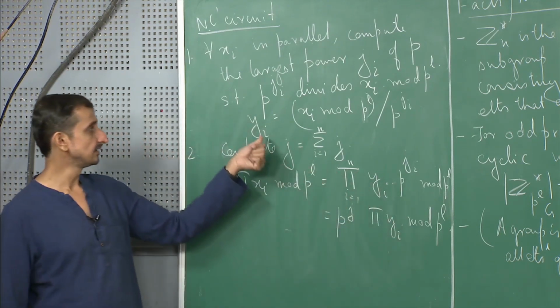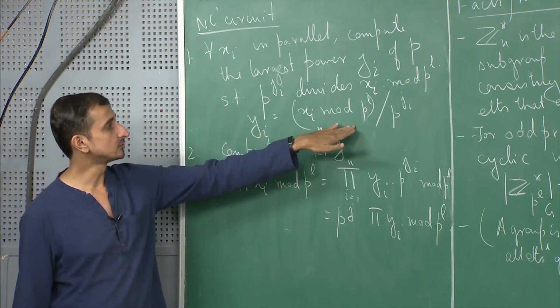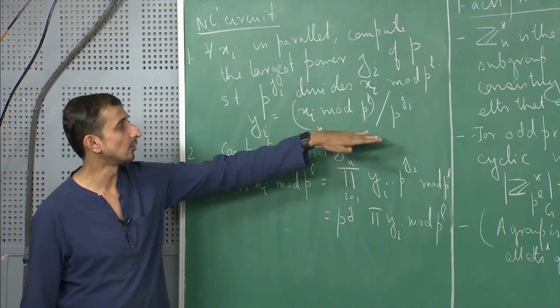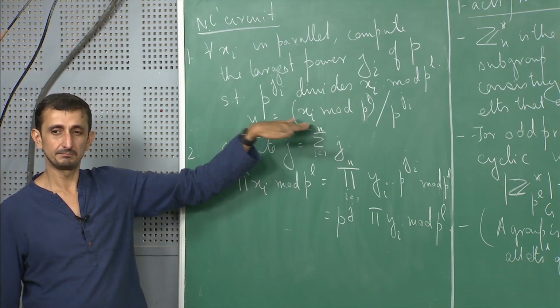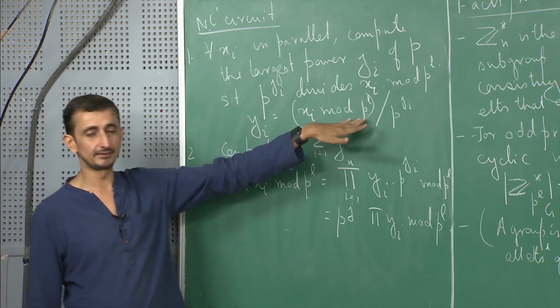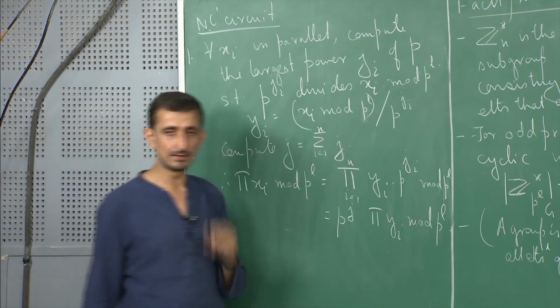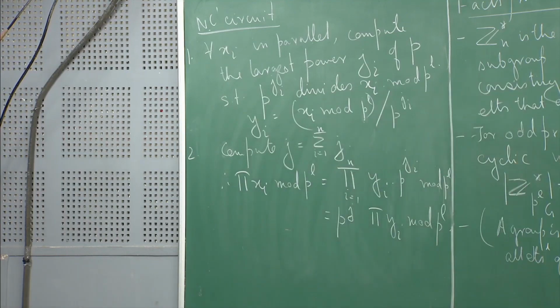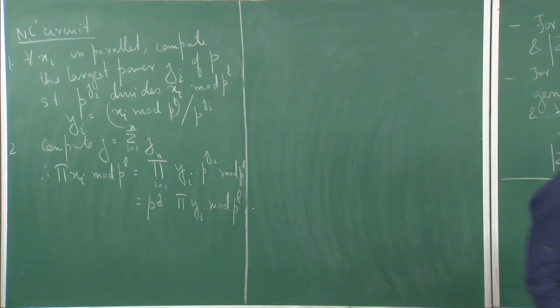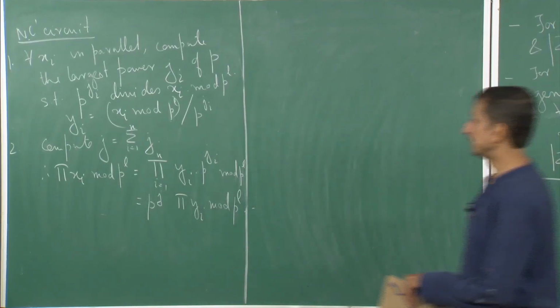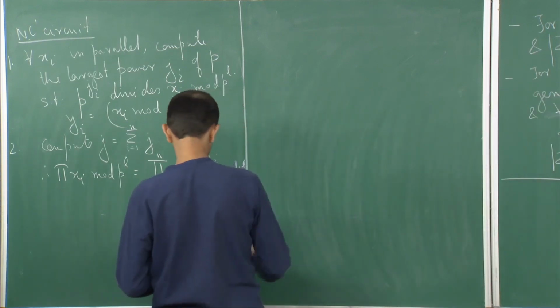Okay, so these yi's, observe that they are actually the quotient of this. So basically they are even smaller than this term. Okay, so any quotient is of course smaller than the dividend. So they are bounded by p to the power l. And now the rest is just making sure we can do this.